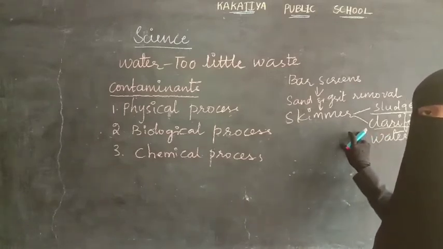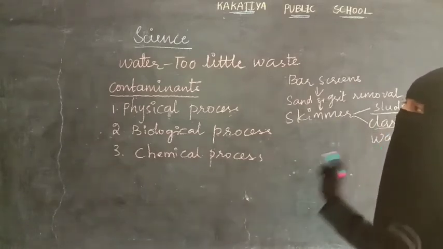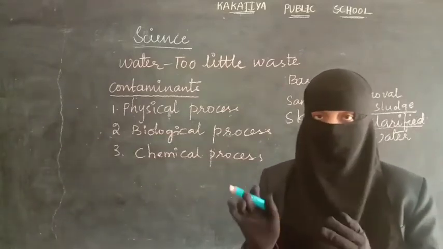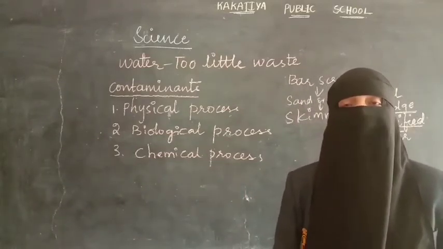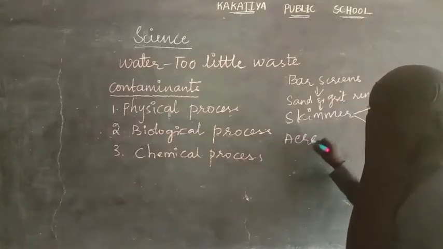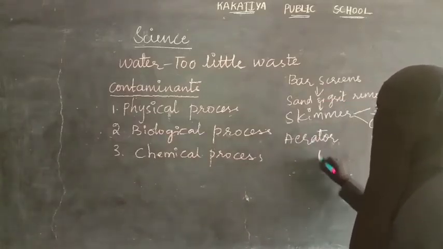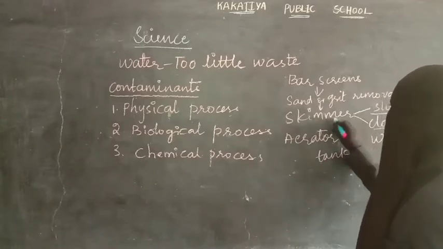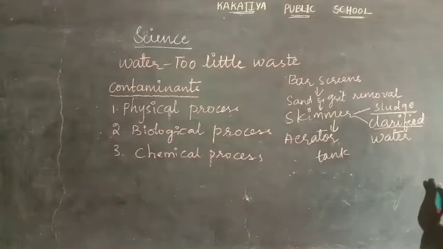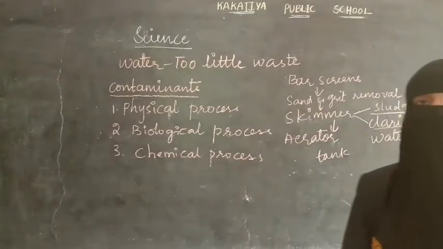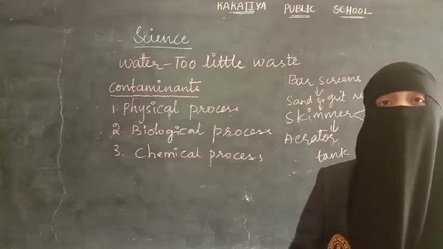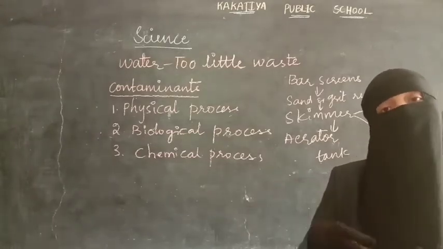Sludge is 97% water. So this sludge and this clarified water are both used here. The water which contains sludge is transferred into the aerator tank. From here we got sludge as well as clarified water, and now it is sent into the aerator tank. In the aerator tank, air is allowed. They pump artificial air in from outside.